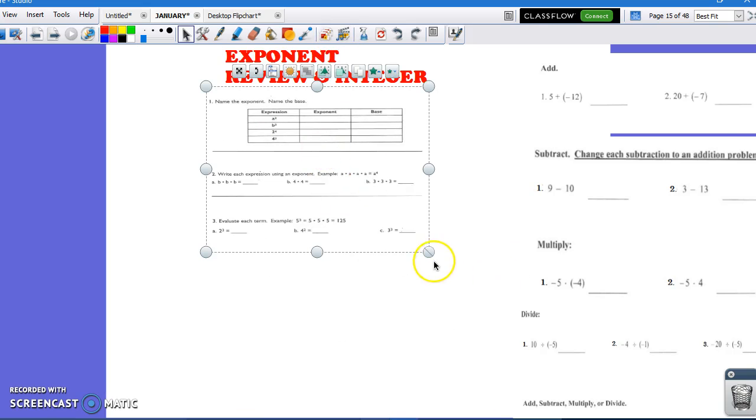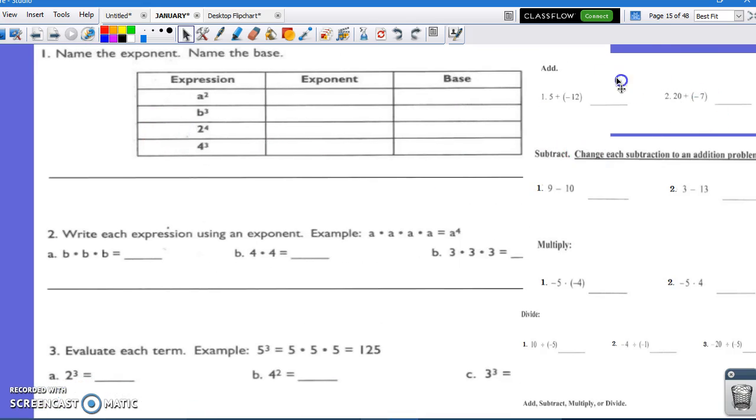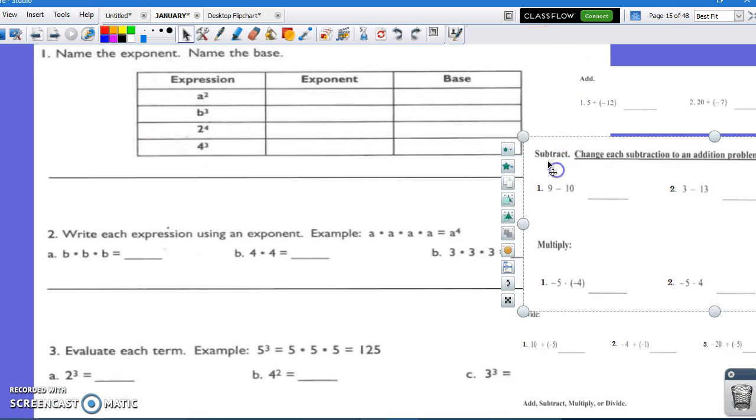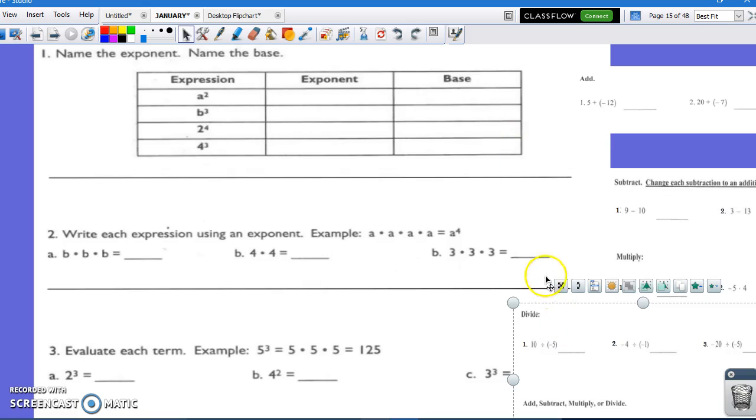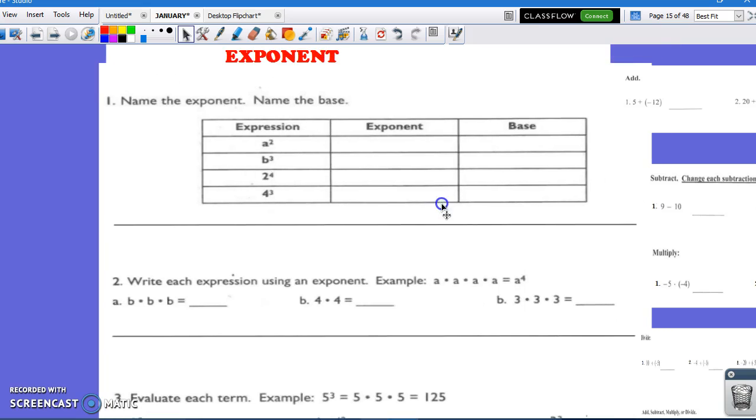So the worksheet looks like this. All right, so this is what we have. A quick review of exponents and what they mean. The expression is a squared. Which part is the exponent? The exponent is 2. Which part is the base?